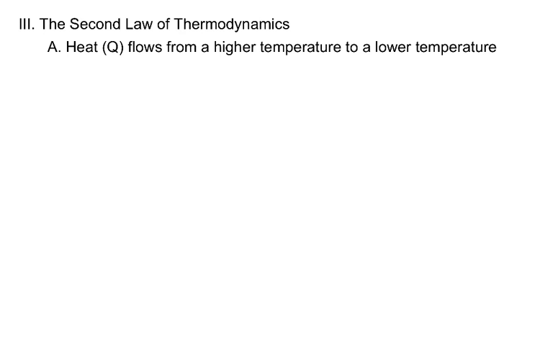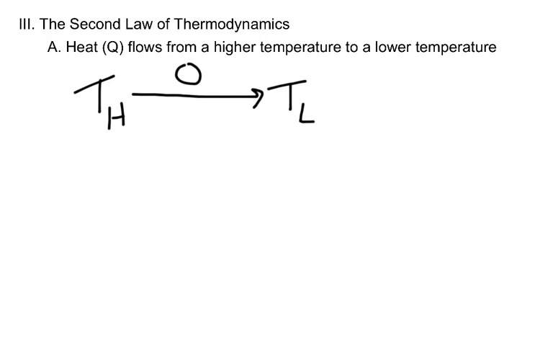Okay, now let's talk about the second law of thermodynamics. Basically, the second law of thermodynamics says that heat naturally flows from a higher temperature to a lower temperature. Sometimes written as, if we have a T sub H on one side and a T sub L on the other side, heat will flow in one direction, from the higher temperature to the lower temperature. And because this happens, we can use this idea to investigate heat engines, and that's what I'd like to talk about next.